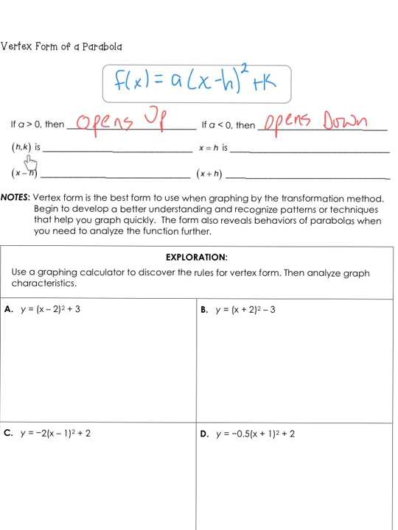Then right here, (h, k) is your vertex. Notice that it's not negative h, it's h. So h is the opposite of negative h. Whatever value is here, if you have a +2, the x value of your vertex is going to be a -2. If this is a -2, the x value of your vertex is going to be +2. So the h and the k represent the vertex. x equals h is your axis of symmetry.